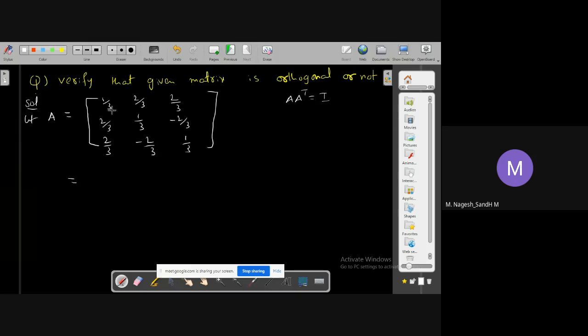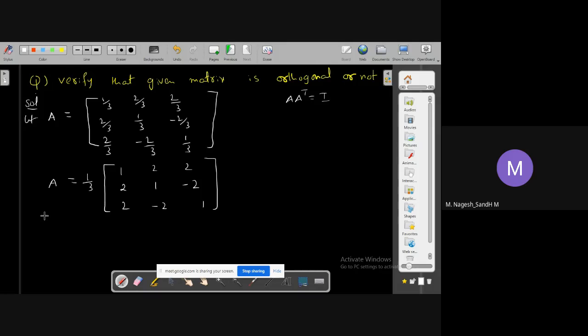Before that, what is common in all these elements? 1 by 3. To make it simple, I'm taking 1 by 3 common. In a matrix you can take a factor common when it is present in every element. 1 by 3 is present in every element, so I'm taking 1 by 3 outside. So now 1, 2, 2, next 2, 1, minus 2, next 2, minus 2, 1. This is your A.